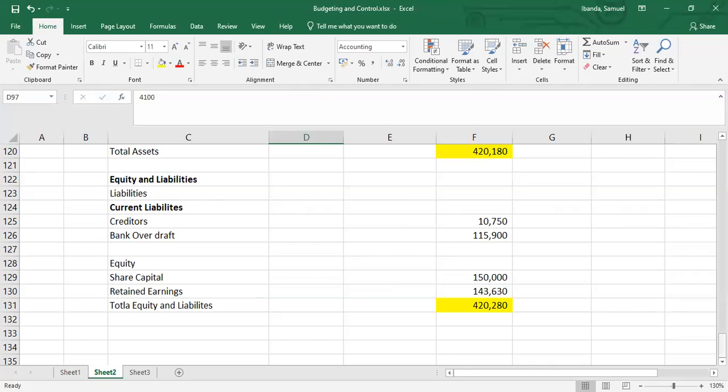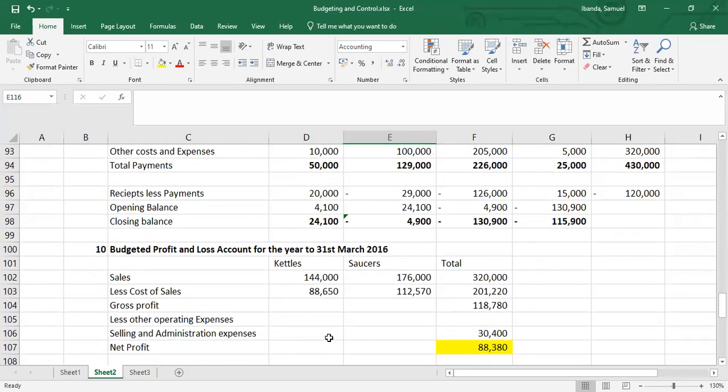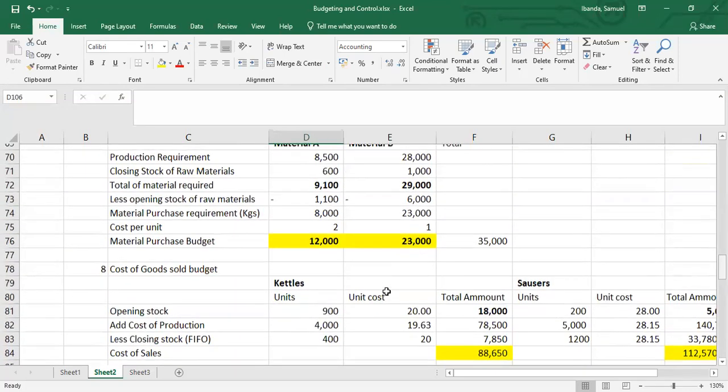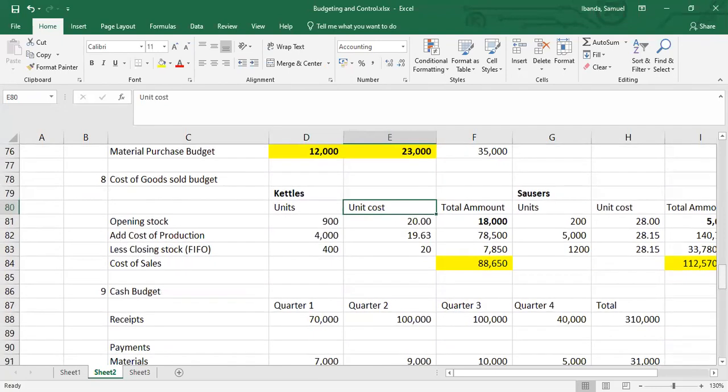I hope we've been able to cover this. So basically, your budgeted balance sheet, the budgeted profit and loss, and then the cash budget would form your master budget. So when they ask you to draw up a master budget, that is what the examiner will be looking out for. Okay, so it's important for you to understand those terms.